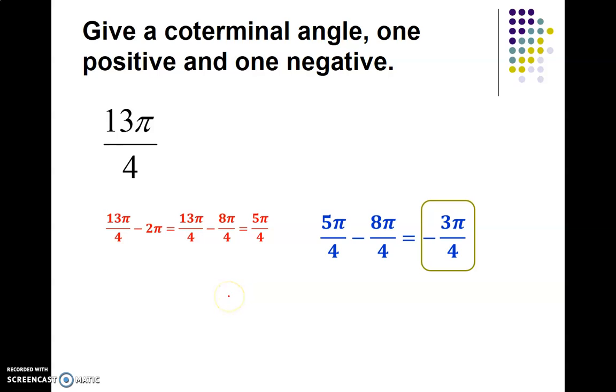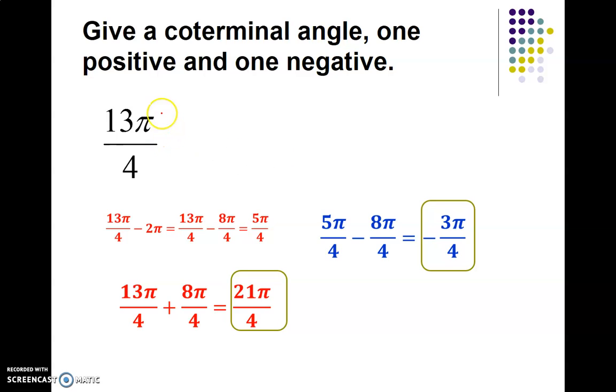What about the positive coterminal angle? What we are going to do is add 8 pi over 4. That will give you 21 pi over 4. But if you are confused with radians, you can convert it into degree form, and then add 360 and subtract 360 so that you can find the two coterminal angles of the given value.